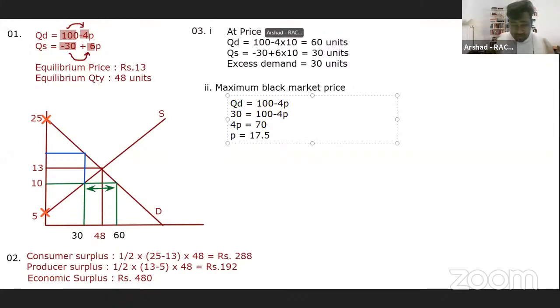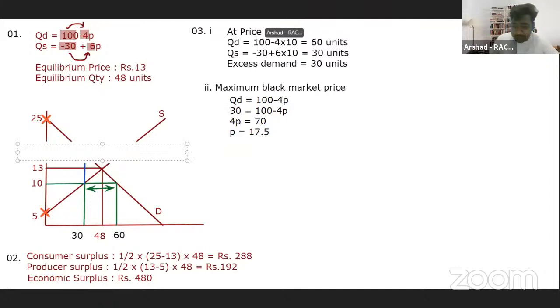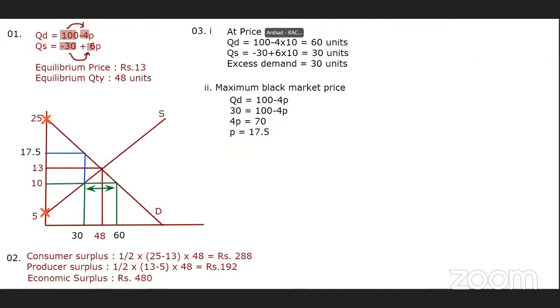So there are a bit of decimals here and there. Don't mind, guys. Usually in your question, you will not get decimals. I just prepared this in the morning in a hurry. So don't worry about the big decimals that might come. That's how we get the maximum black market price. So we can mark that over here, 17.5. Any questions there? Now we got the maximum black market price as well. This can be another 2 mark question if you get it in your paper.